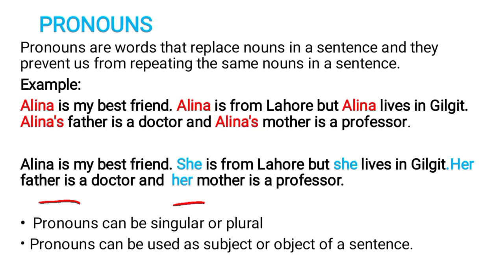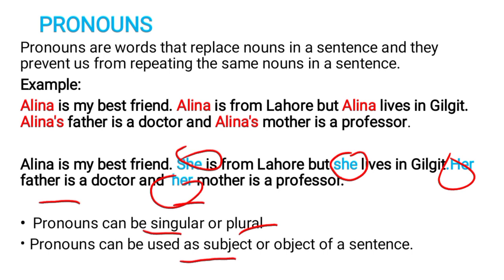Now, the second attempt seems to be good enough, as we see that there is no repetition of the same noun, and instead we have used some pronouns like she here, her here, and her here. So, remember, pronouns can be singular or plural. Pronouns can be used as subject or object of the sentence.